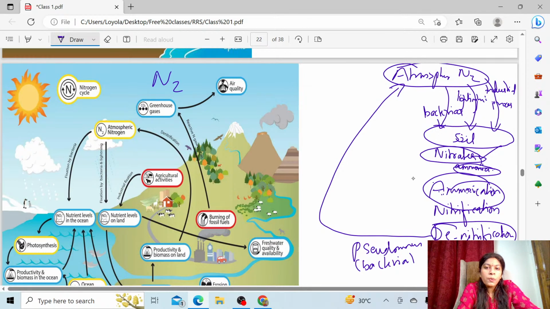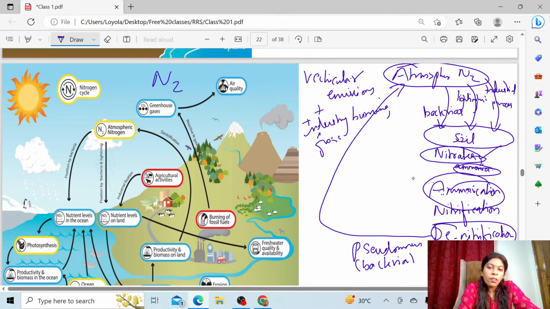Also other sources will be vehicular emission. In the atmosphere, how is nitrogen getting added? Vehicular emissions. Okay, then industries burning fossil fuels. So the sources are important, students, please note that. Then comes dead matter. When it is decaying, the microorganisms will decay the dead matter and it releases the nitrogen into the soil.